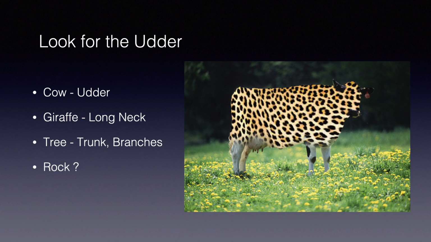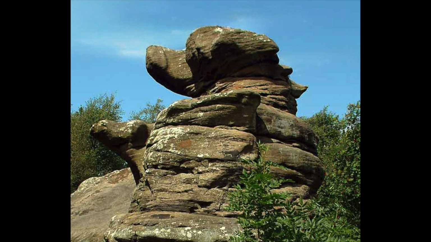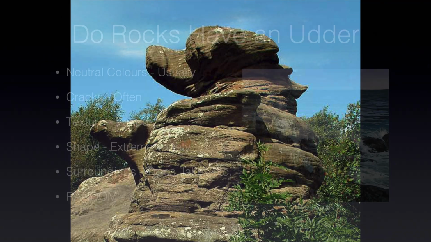A giraffe has a long neck. Trees have trunks and branches. Does a rock have udder? Here we have something that is questionable. Is this a rock or is this a dog? This is actually called the dancing bear, but I don't think they remember what bears look like in England.